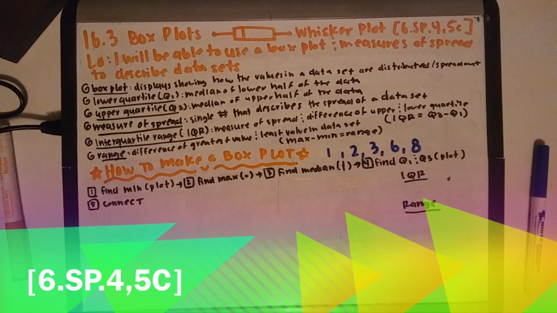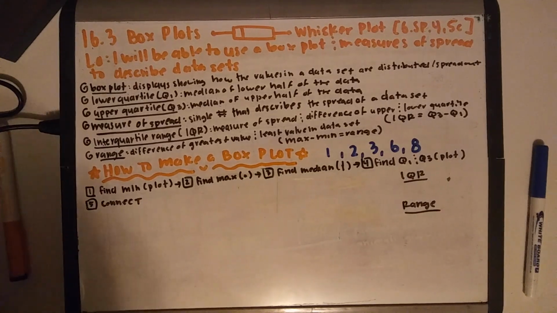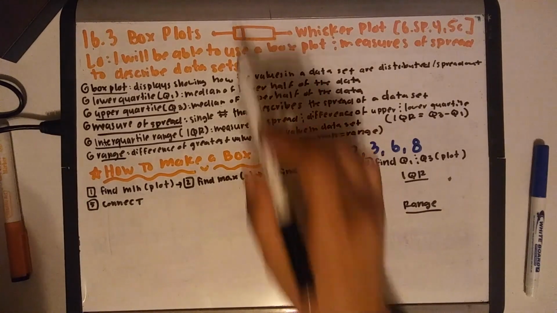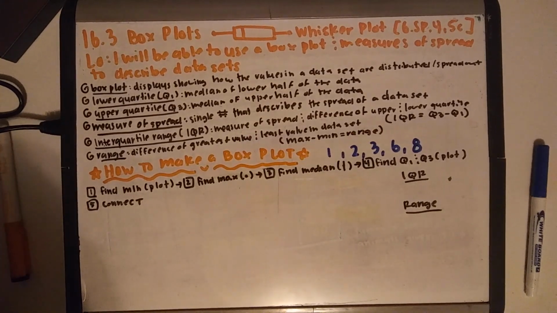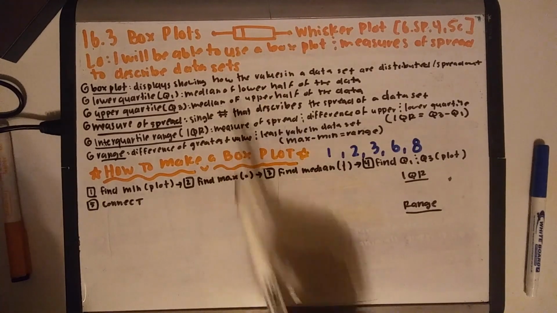Okay guys, so the 16.3 box plots, or also known as whisker plots. Those are your standards, and the objective is to be able to use a box plot and measures of spread to describe data sets. A few vocabulary words. So a box plot is basically this. It shows how the values in the data set are distributed or spread out. Every part of it is 25% of the data.